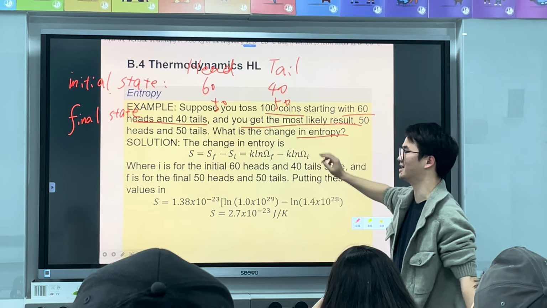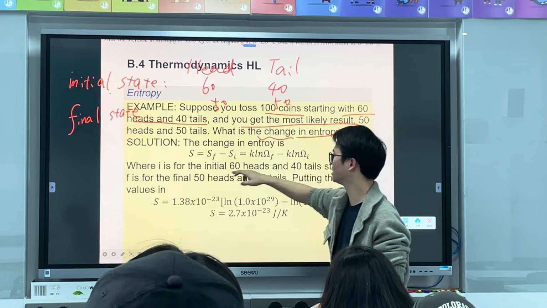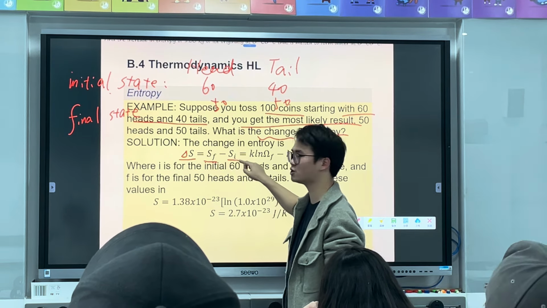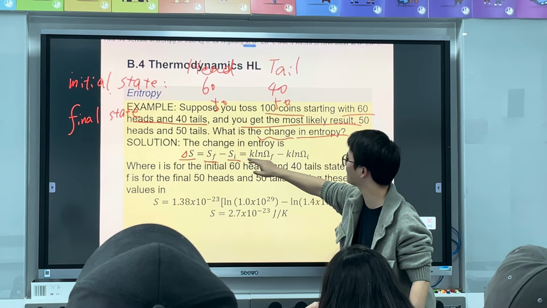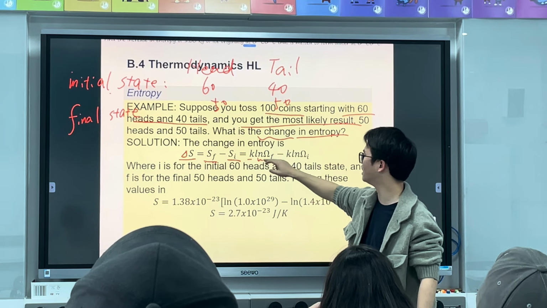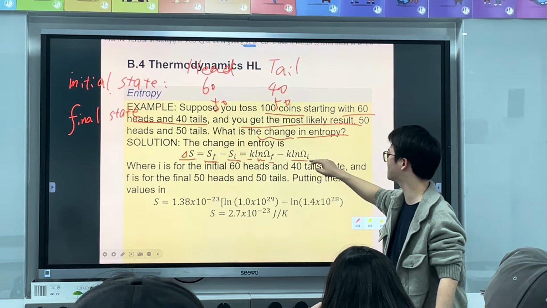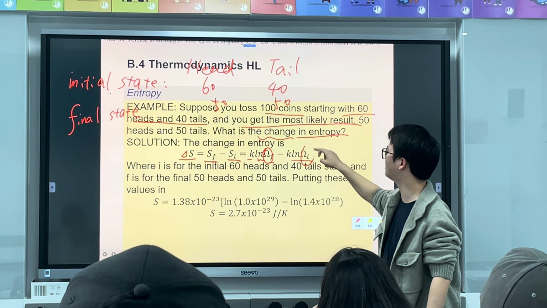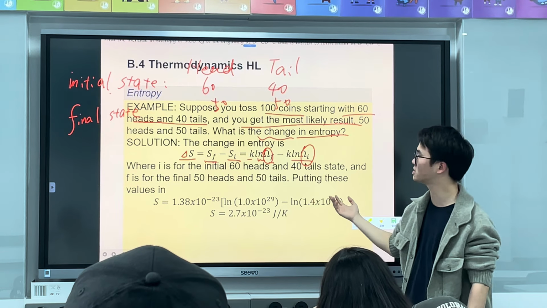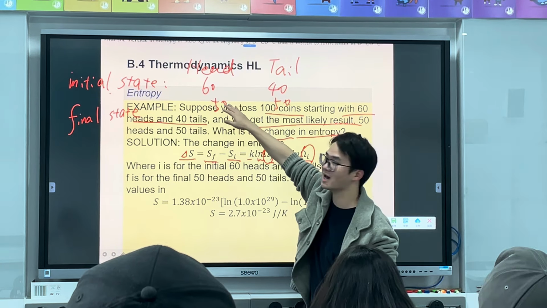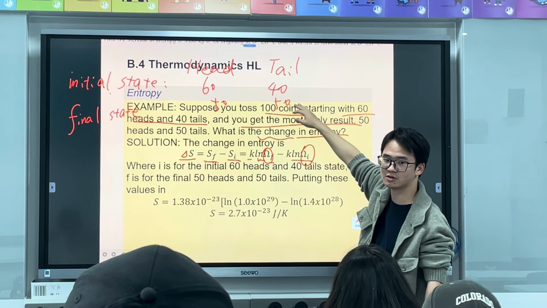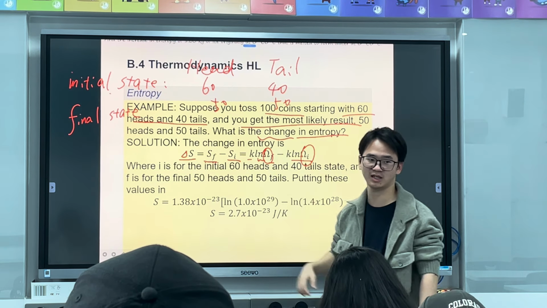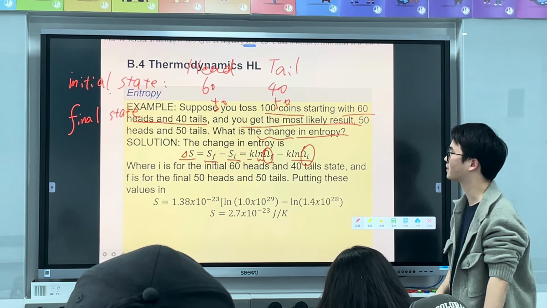Well, to find this change in entropy, delta S equals entropy final minus entropy initial. So k ln omega final minus k ln omega initial, right? But the question is, how are we going to find the number of possible microstates when there are 60 heads up and 40 tails up versus 50 heads up and 50 tails up, right?